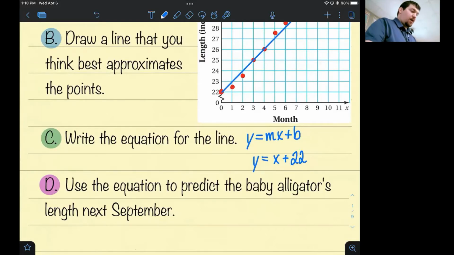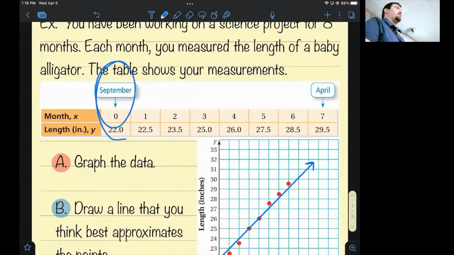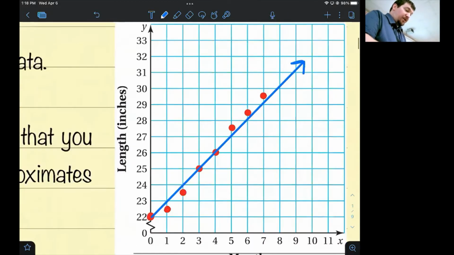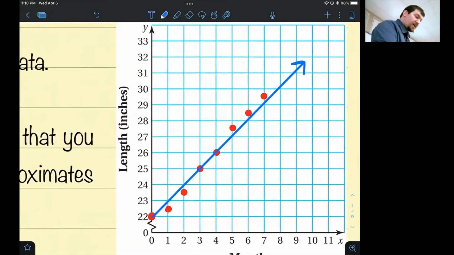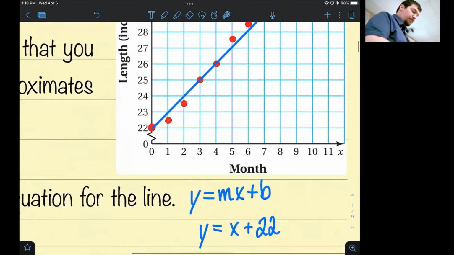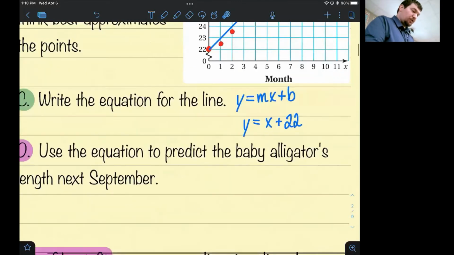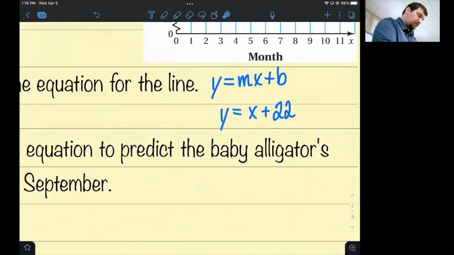How many months are going to have gone by if we started in September and we want to make a prediction for next September? Julia? 12 months. So instead of trying to figure that out by looking at the graph, which I could because 12 is technically right here and it'd be wherever the line hits that, instead we could use the equation. And we've done this before. Is 12 months my X or my Y? Christian? It's the X. Yeah, the X axis is my months axis. So we'll just plug 12 in for X.